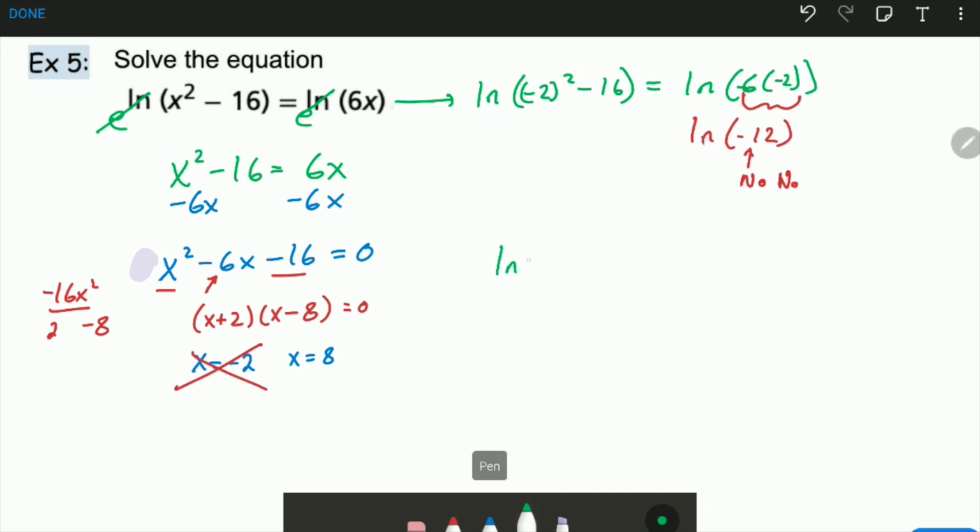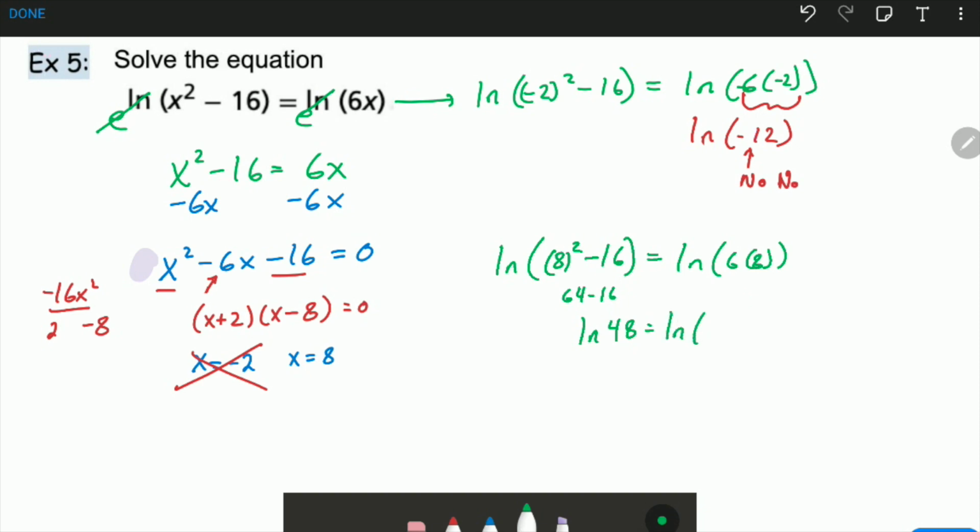Checking the 8, so ln of 8 squared minus 16 equals ln of 6 times 8. 8 squared is 64. 64 minus 16 is 48. So ln of 48 equals 6 times 8 is also 48. So ln of 48 equals ln of 48. We are good. And I was really checking extraneous solutions, so I was more concerned with the fact that this number on the inside was not negative. That was my major concern.